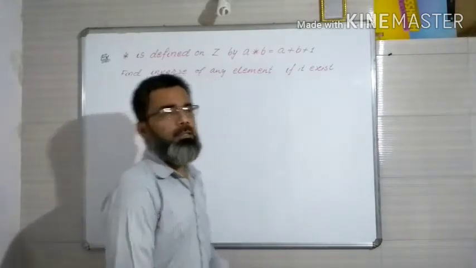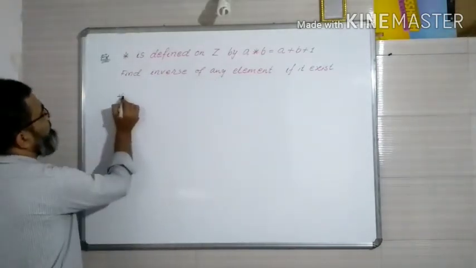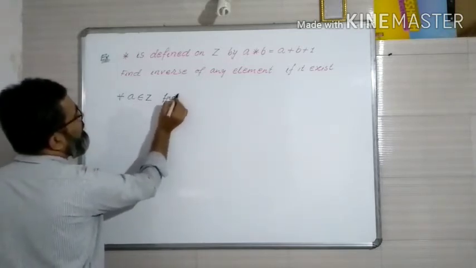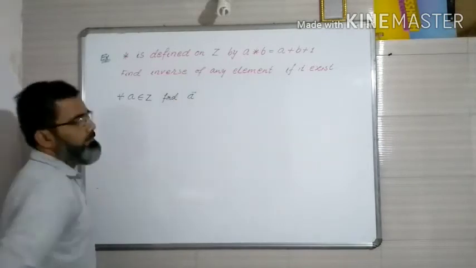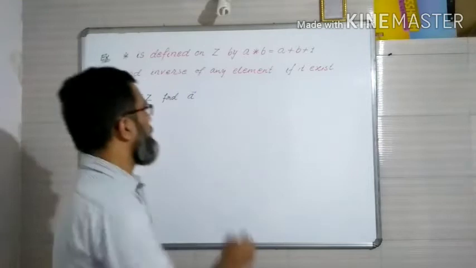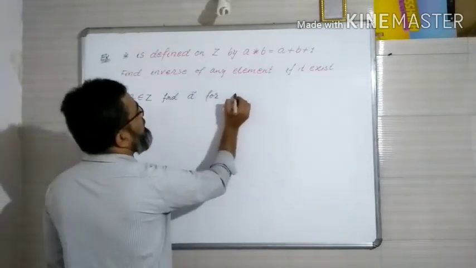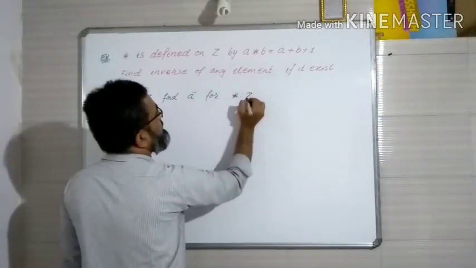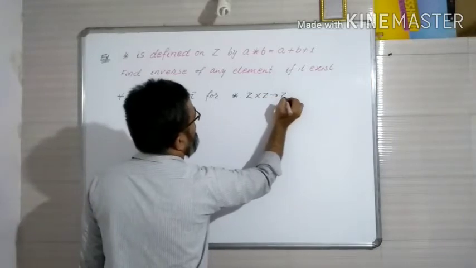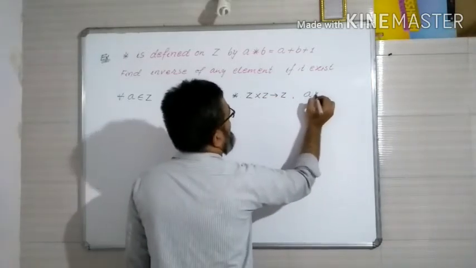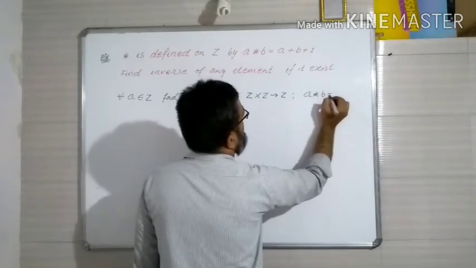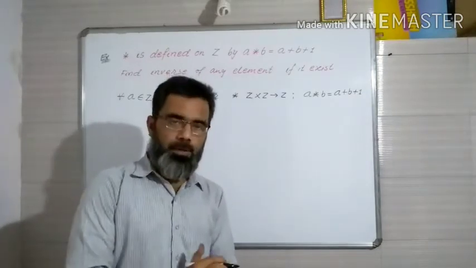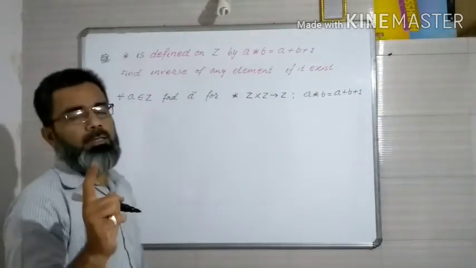Any element means for every A belongs to Z, find A inverse. ये पूछा गया है। For star: Z cross Z to Z, where A star B is equal to A plus B plus 1. इसके लिए इनवर्स ऑफ एन एलिमेंट फाइंड करना। तो अब देखते हैं, पहले क्या करना होगा?